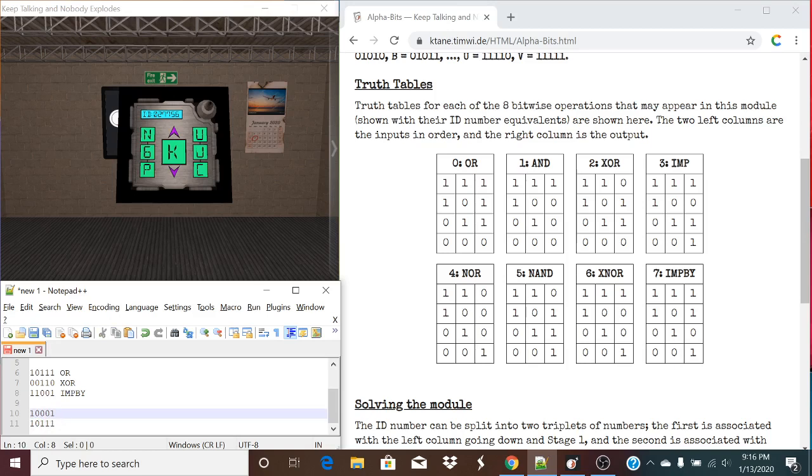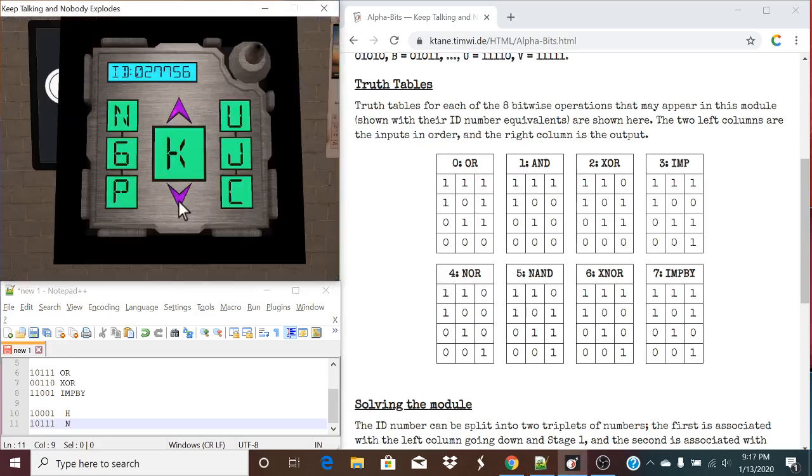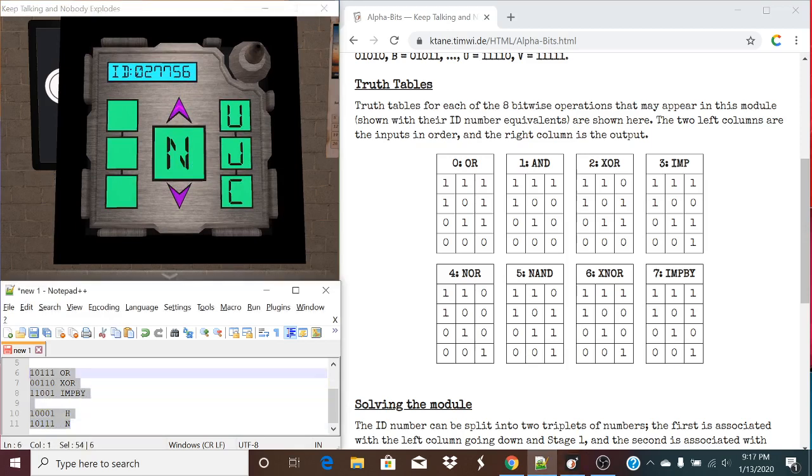So a 10001 is 17. 17 minus 9 gives us an 8. 8 is a hotel in alphanumeric position. A 1011 is going to be a 23. 23 is a 14, which is a November. And we will submit that. Hotel. November. And that's a stage solved right there.